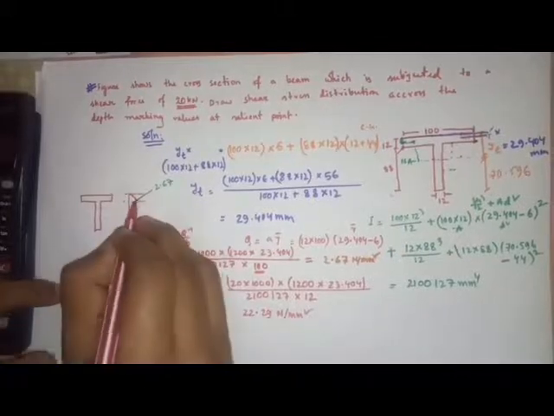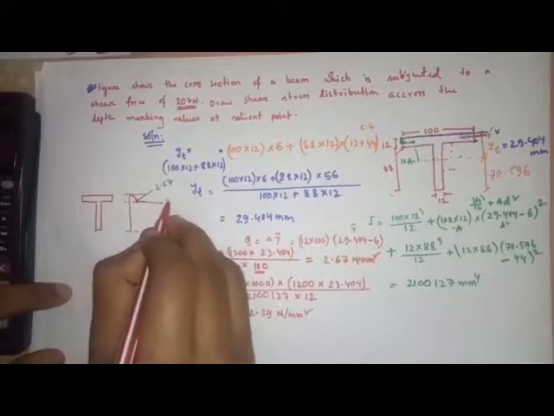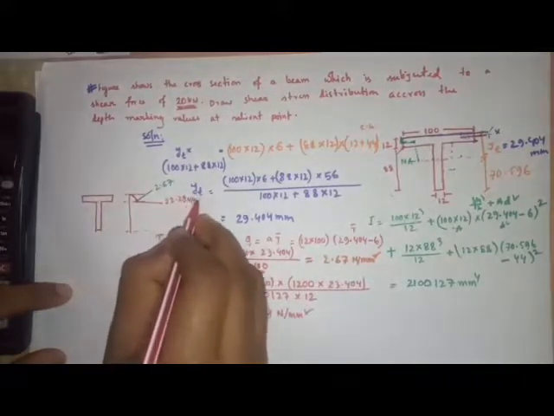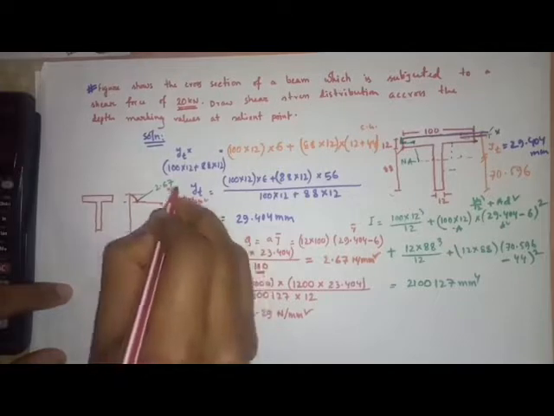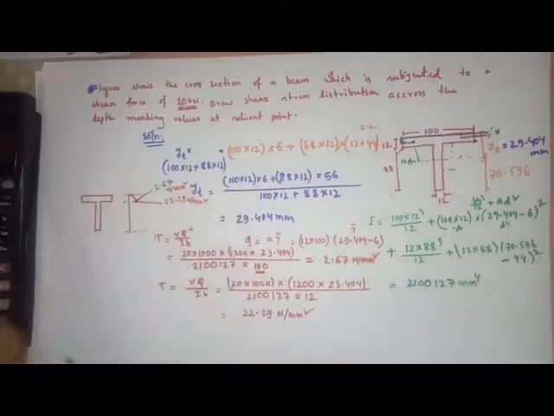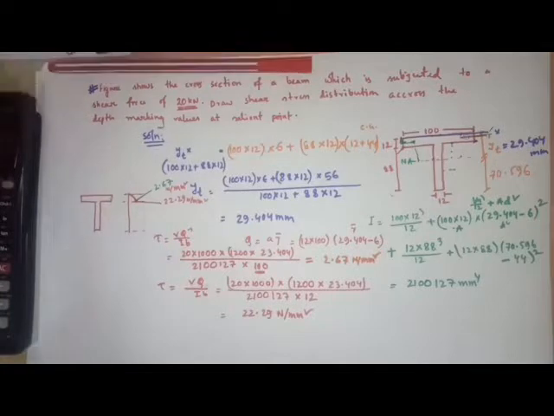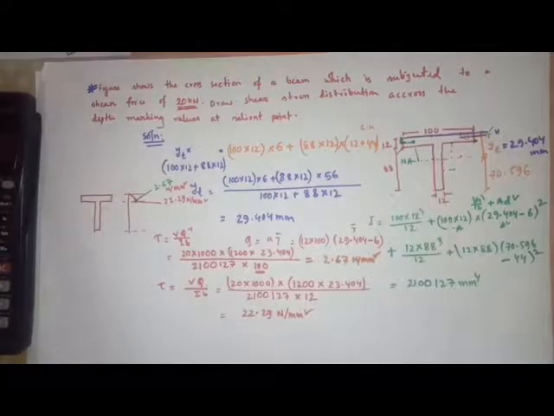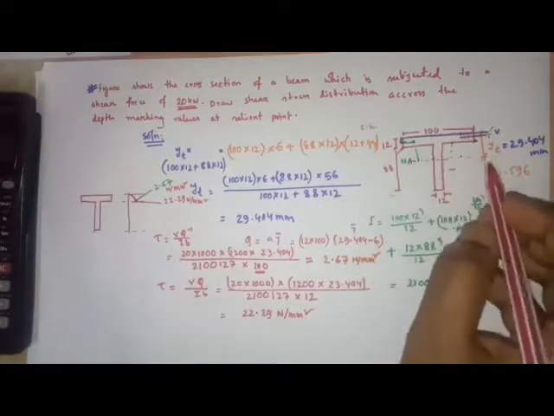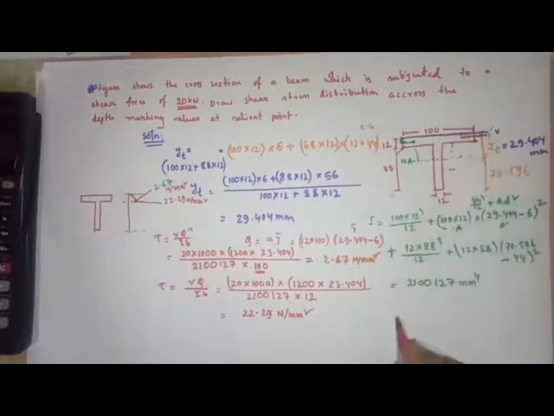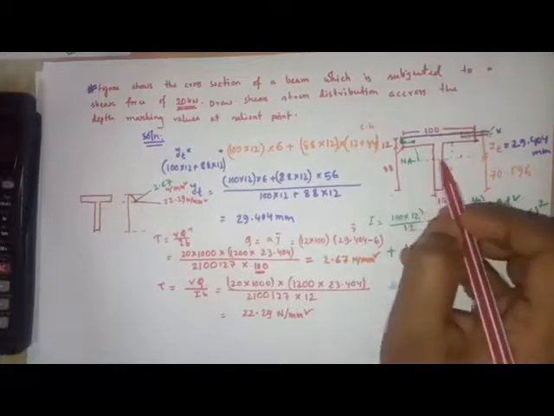So here the value will jump to 22.29 Newton per millimeter square, and it is also Newton per millimeter square. Now we know that the shear stress will be maximum at the neutral axis of any section, so you have to find out the shear stress for the neutral axis of this section. So at first you have to find the AY bar, that means the Q value. So what will be the AY bar for the neutral axis shear stress?